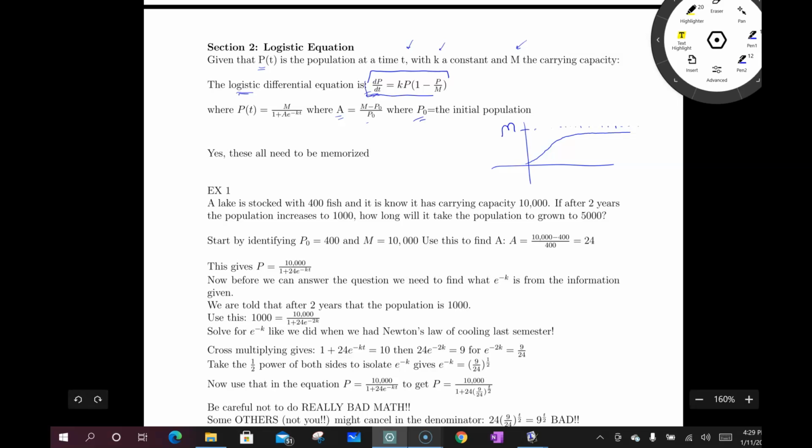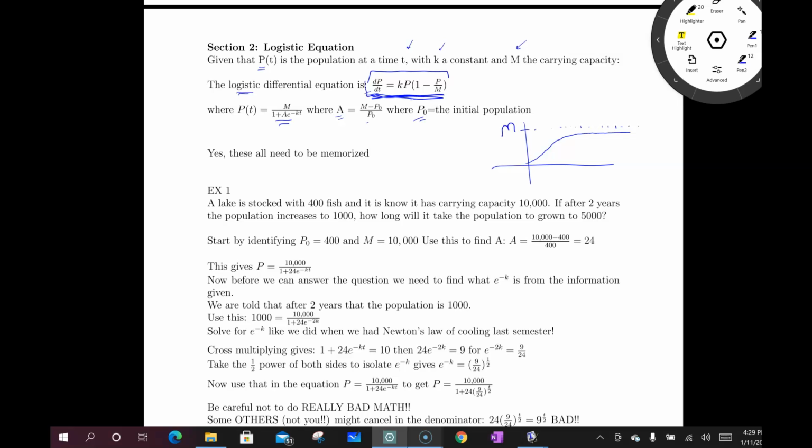All right, so what I'm not going to prove is that the solution to this differential equation is this. So the capital M here, and then the A that I have to go find, and little k, which comes from this number right here.